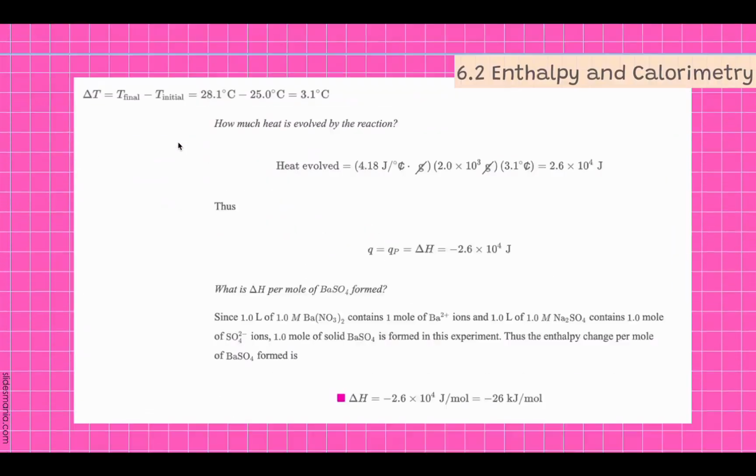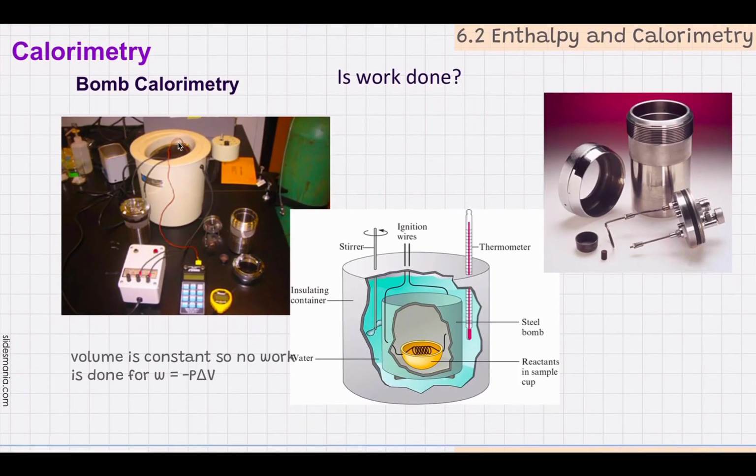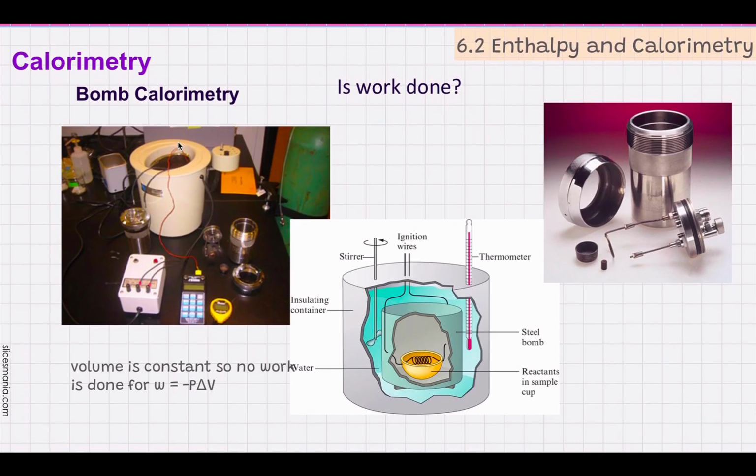This is just the solution to the one we just did. Just talking about bomb calorimetry, this is when you take something and burn it inside of a calorimeter where the volume of that calorimeter is constant, unlike the styrofoam cup that has an open lid. This is constant, so there is no work being done.